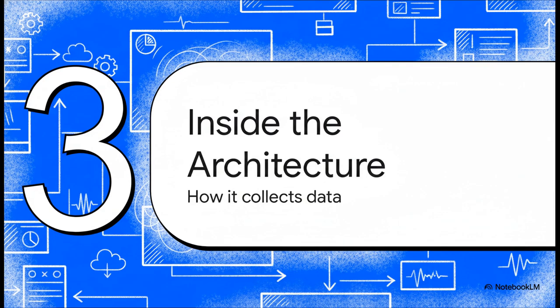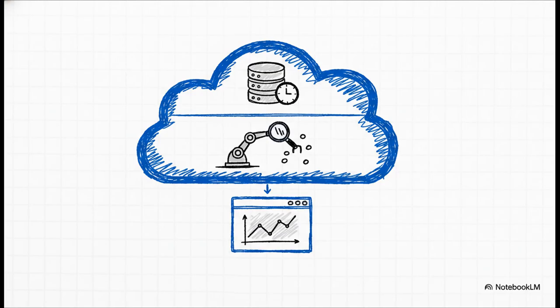Okay, so let's pop the hood and see how this thing actually works. How does Prometheus get all this incredibly useful data? The whole system is built around the Prometheus server, and you can think of it as having three main parts. First, you've got a special database, a time series database, to store all the metrics.